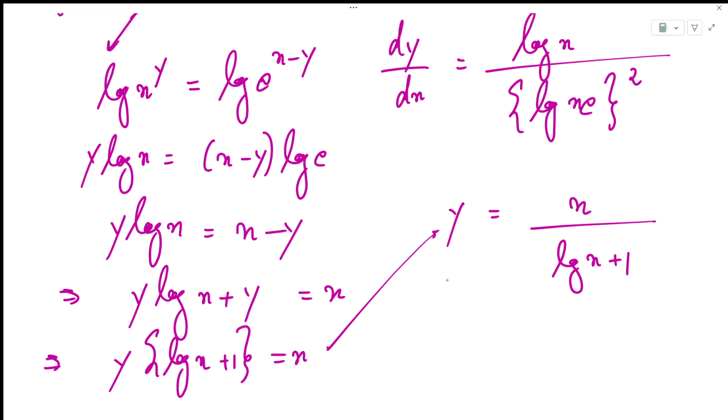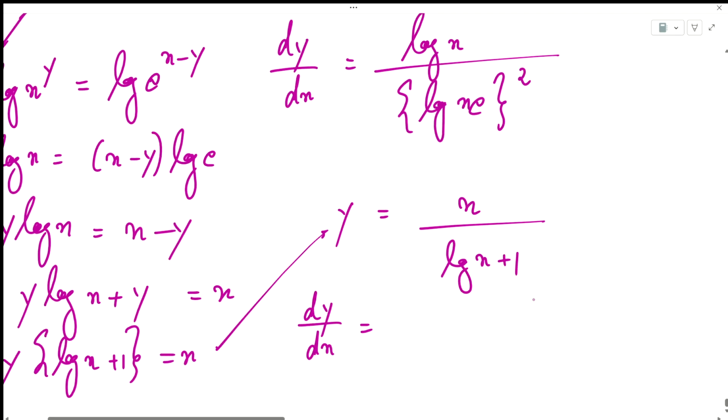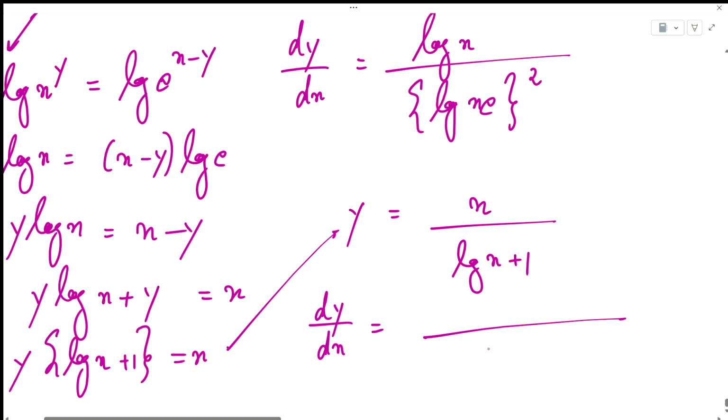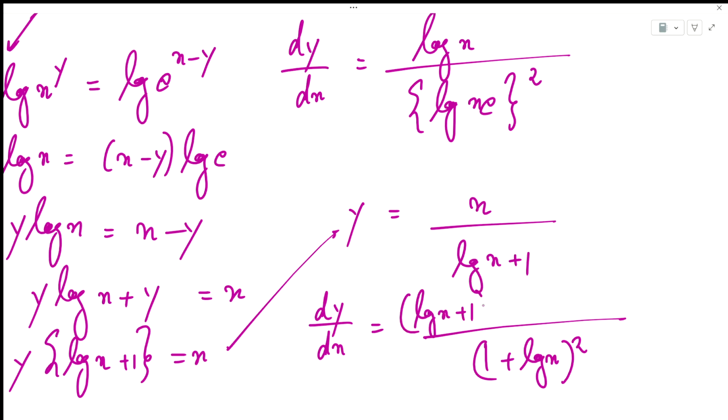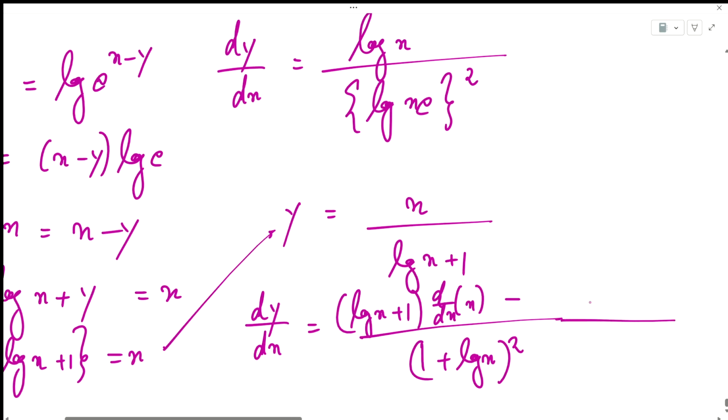Okay, now what I'm gonna do is I'm gonna apply your quotient rule. If you apply the quotient rule over here, you will have 1 plus log x, which is gonna get squared up. Okay, then log x plus 1 will come out, and I'm going to differentiate x. So d by dx of x minus this x will come out, and we are going to differentiate log x plus 1.